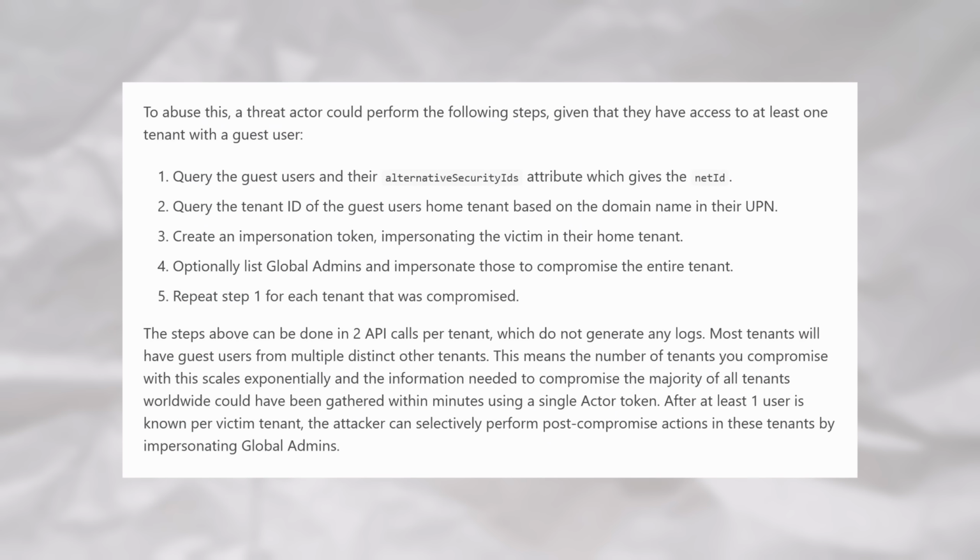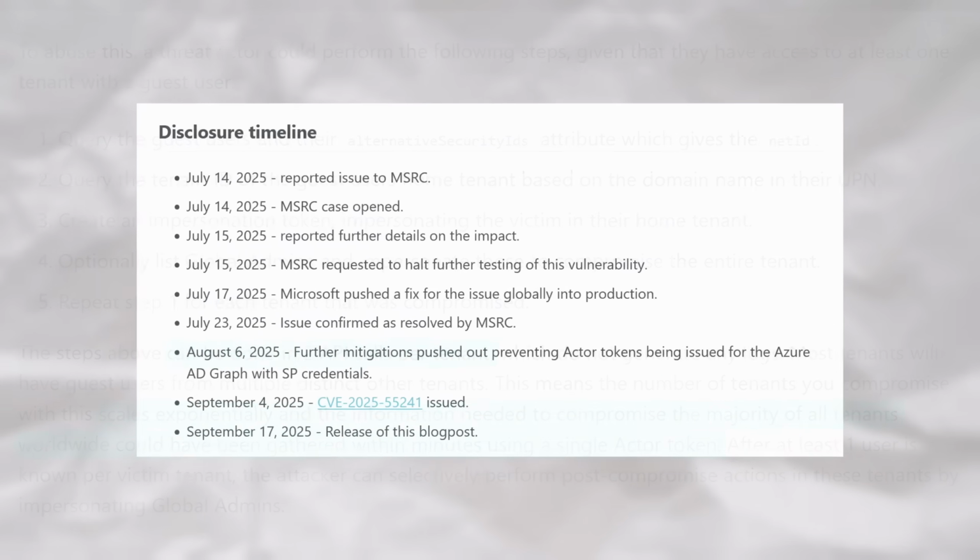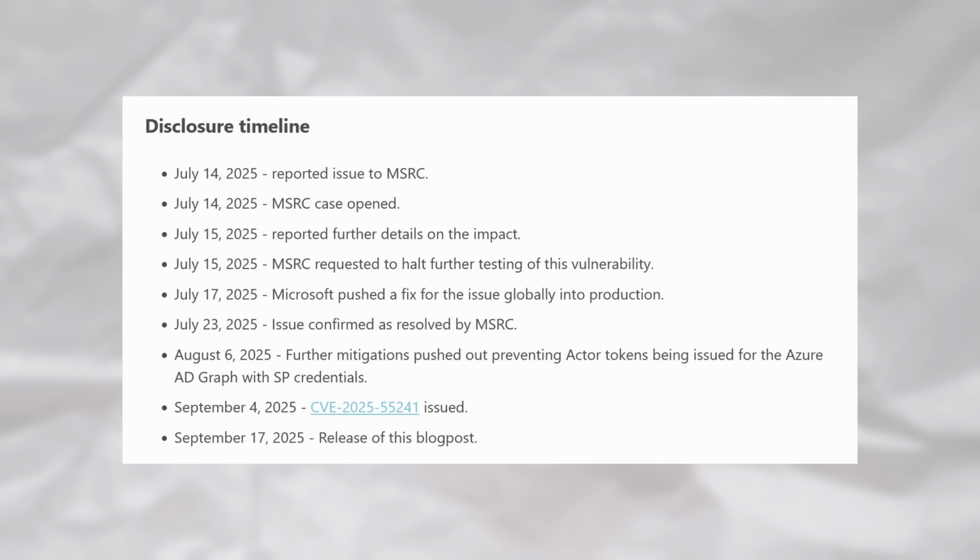The security researcher points out that this entire process can be done in 2 API calls per tenant, since most tenants will have guest users from multiple distinct other tenants. This means that the number of tenants you can compromise will actually scale exponentially, and the information needed to compromise the majority of tenants worldwide could be gathered within minutes of using a single actor token. This vulnerability was originally discovered back in July, and patched shortly afterward. However, the details of this were not made public until September 2025.